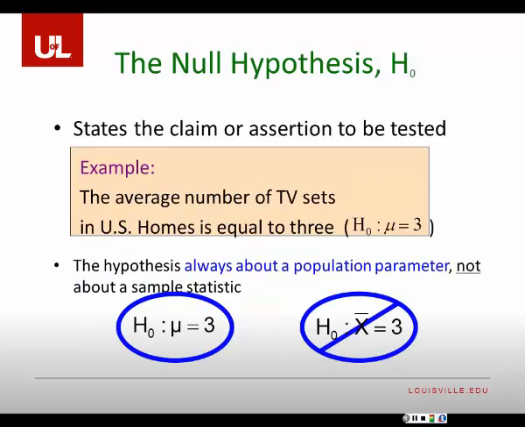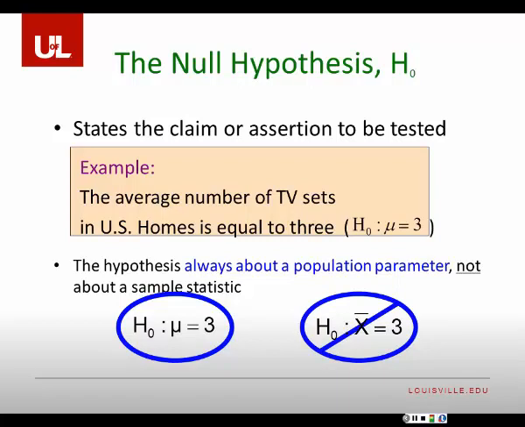So in this chapter, the mechanics you've already learned. That's what we did in the previous two chapters. What we're going to learn instead in this chapter is a lot of vocabulary. So one, there's a null hypothesis. Think of this as the current standard. Whatever is the current standard, that's what we're going to call the null hypothesis. So this states the claim or the assertion to be tested.